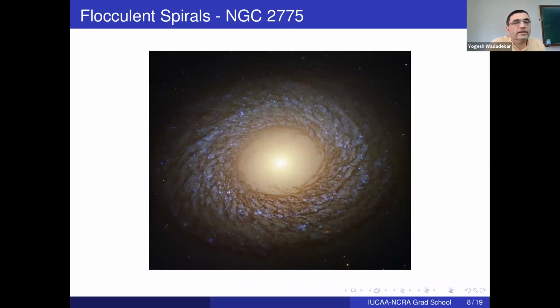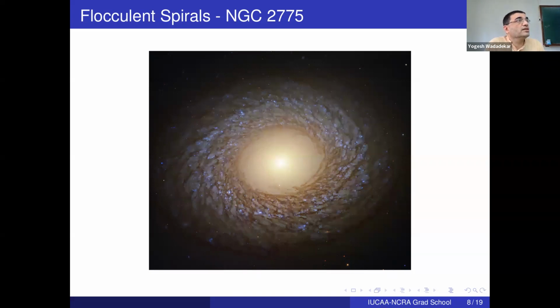This flocculent spiral is pretty unique in the sense that it seems to have a very large bulge, unusually large bulge. Normal flocculent spirals will have that central yellowish looking bulge region to be much smaller in size. That's why people are trying to study this galaxy and try and understand what's going on.